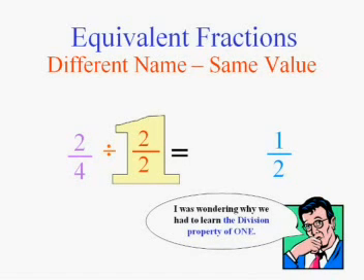And that's what we're going to do. We're going to divide by 1, in this form: 2 divided by 2 and 4 divided by 2. You have to do the same thing to the top that you do to the bottom, and you're really dividing by 1.